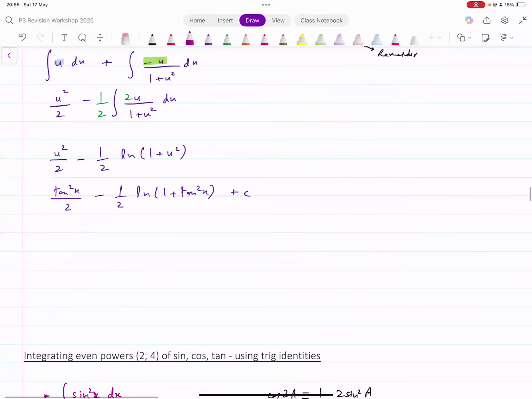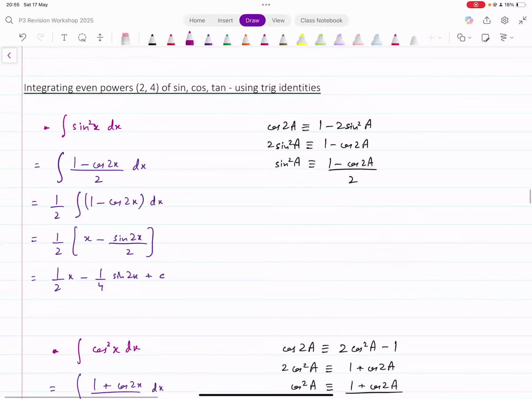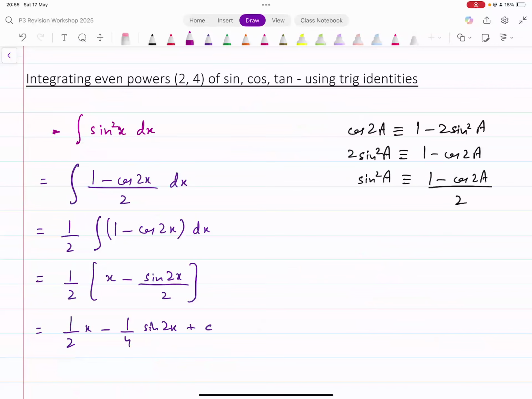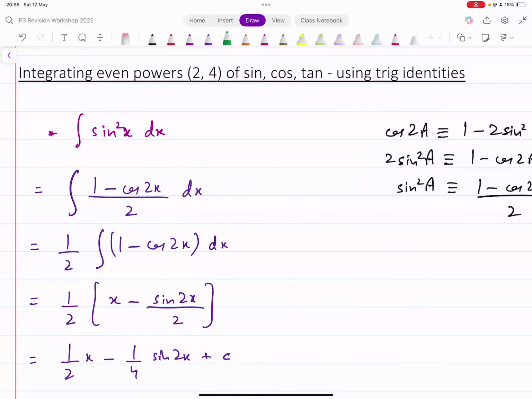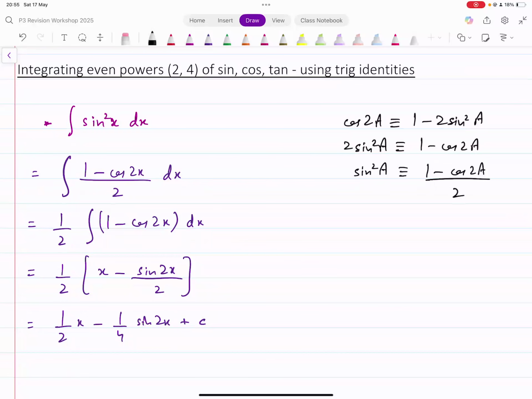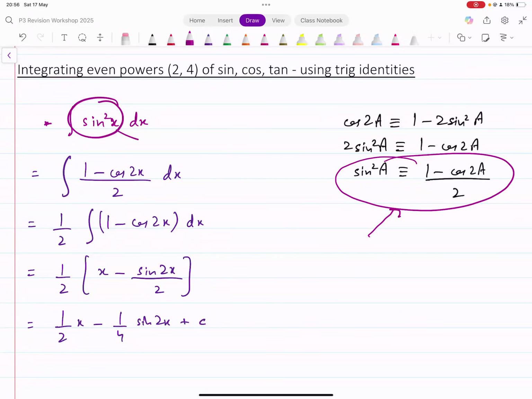All right, then we have even powers of sine, cos, and tan. Even powers include square and power 4, power 2 and power 4. Now for sine and cos, the even powers are integrated using the double angle identity for cos. So sine square, how is that integrated? Using the double angle identity for cos, cos 2a is identical to 1 minus 2 sine square a. We will be using that identity for this. Make sine square the subject, and that gives you sine square a identical to 1 minus cos 2a over 2. So that means sine square x therefore can be written as 1 minus cos 2x over 2, and then it can be integrated directly.